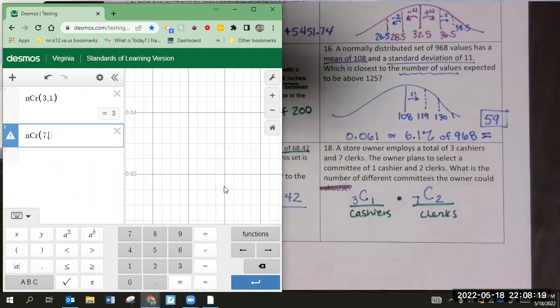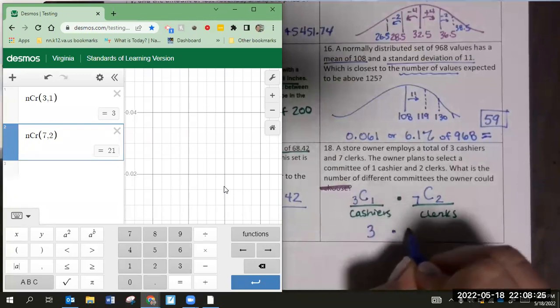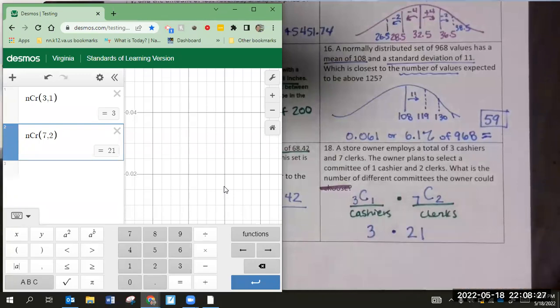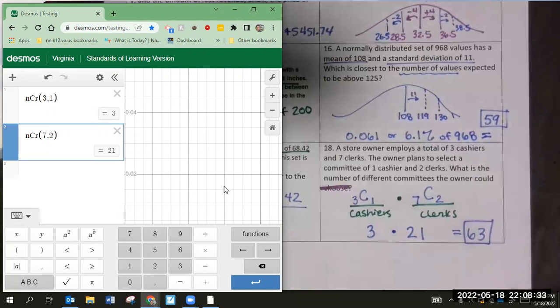We have our 7 choose 2. So 3 different ways we can choose the cashiers, 21 different ways we can choose the clerks, for a total of 63 different ways we could choose a committee that has 1 cashier and 2 clerks.